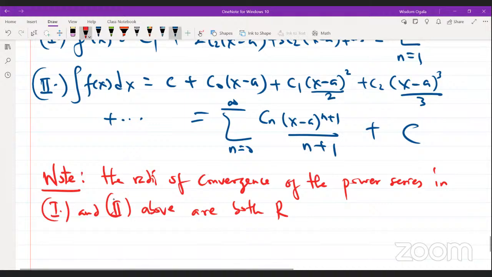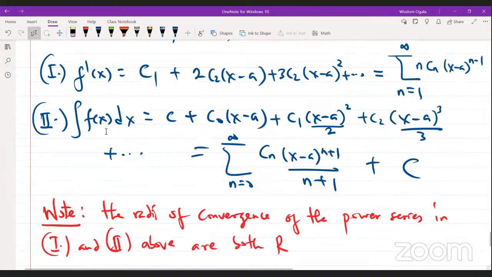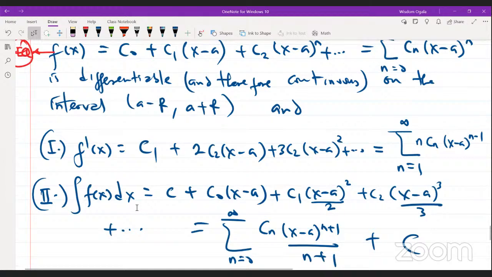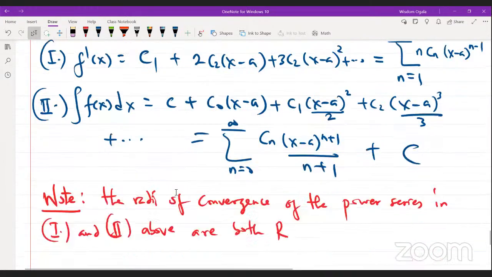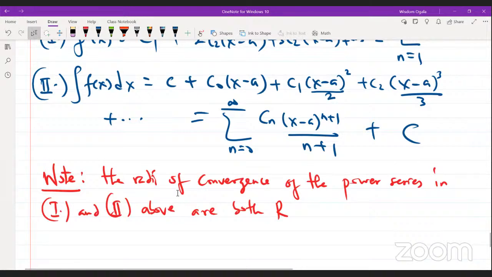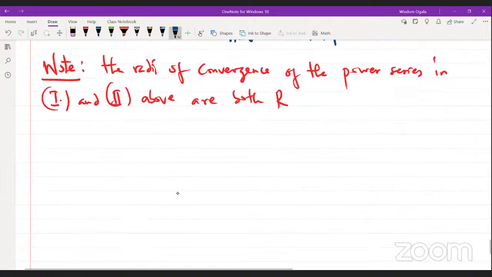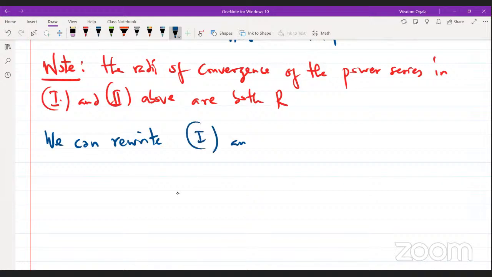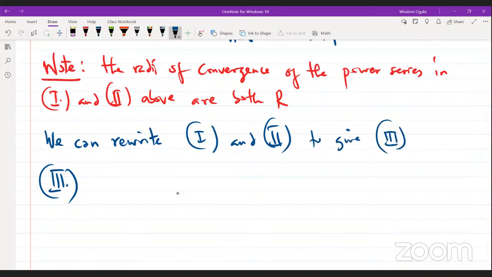Okay, so now we don't like the way number 1 and 2 look. Can we actually rewrite it in a more mature mathematical way? Yes, we can, and I'm going to show you that. Then we apply them. It gets interesting at the level of application. We can rewrite equation 1 and 2 to give 3. Let me call this guy 3.